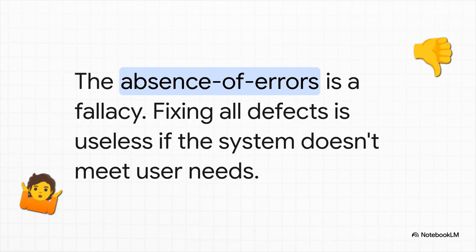Okay, and this last one, principle number 7, kind of brings everything full circle. It's called the absence of errors fallacy. It means that you could have a piece of software with literally 0 technical bugs, but if it's confusing to use or solves a problem nobody actually has, it's still a total failure.